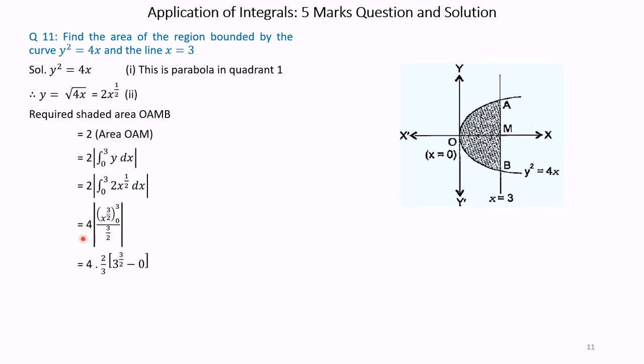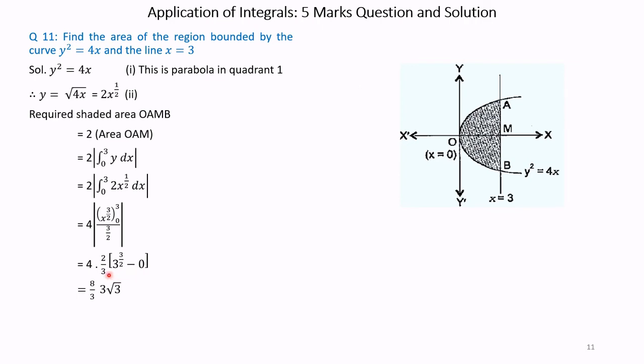That becomes 4 into, we take 2 by 3 outside. So it becomes 2 by 3. 2 into 4 divided by 3 into the upper limit, which is 3. So therefore 3 to the power of 3 by 2, and minus the lower limit, which is 0. So we put lower limit x as 0. So it becomes 0.